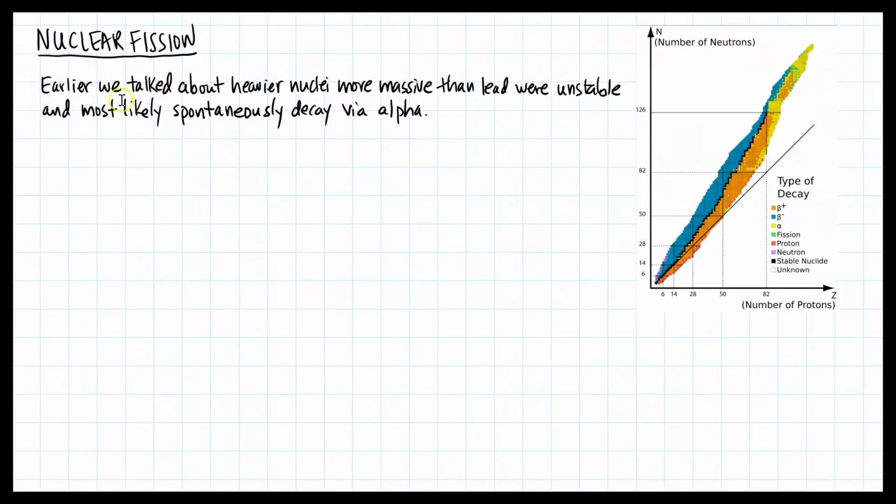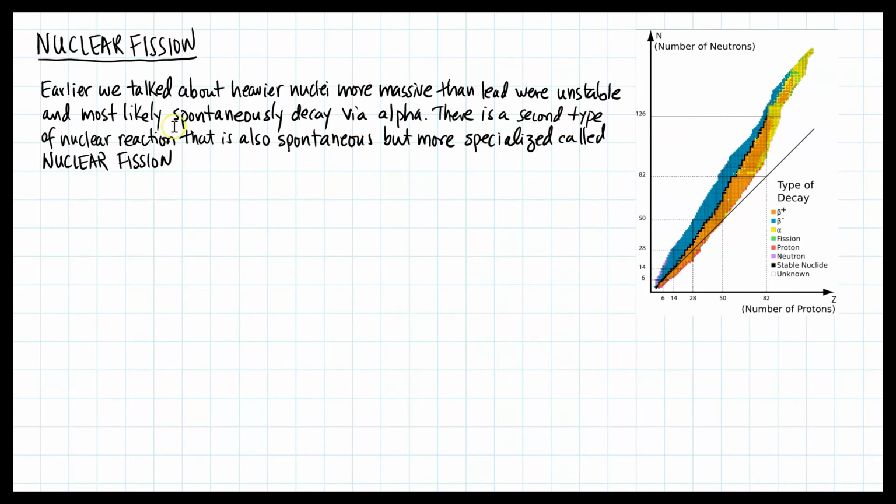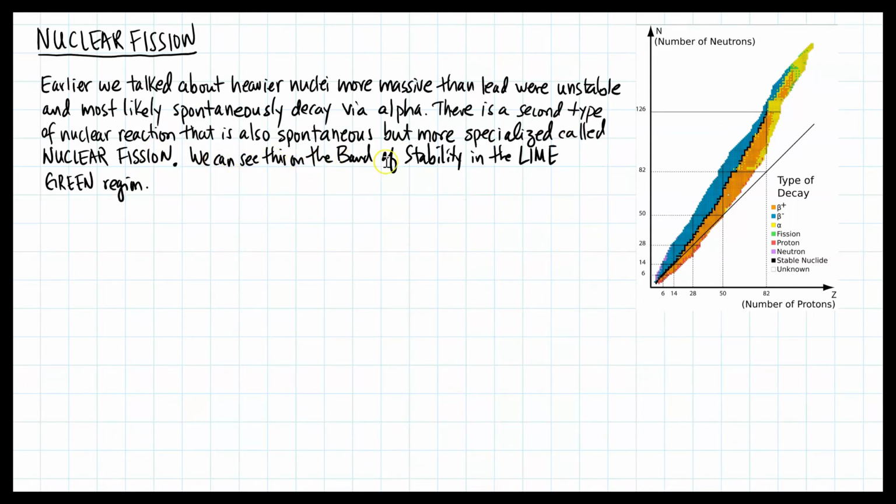Nuclear fission. Earlier, we talked about heavier nuclei, more massive than lead, being unstable, and most likely spontaneously decaying via alpha decay. And it's this yellow part of the band of stability that led to alpha decay. There is a second type of nuclear reaction that is also spontaneous, but more specialized, called nuclear fission. We can see this on the band of stability in the lime green region. That is, it's this very small region of particles right in here.